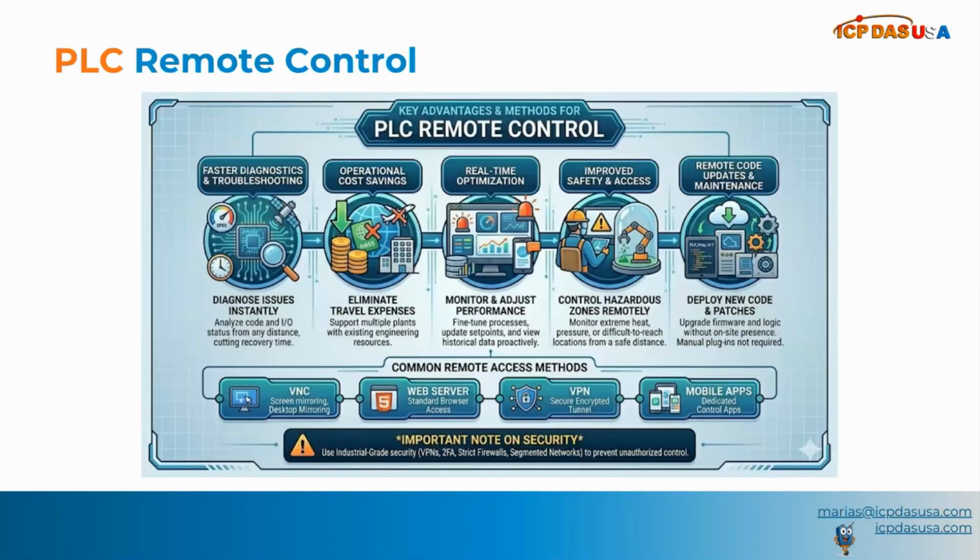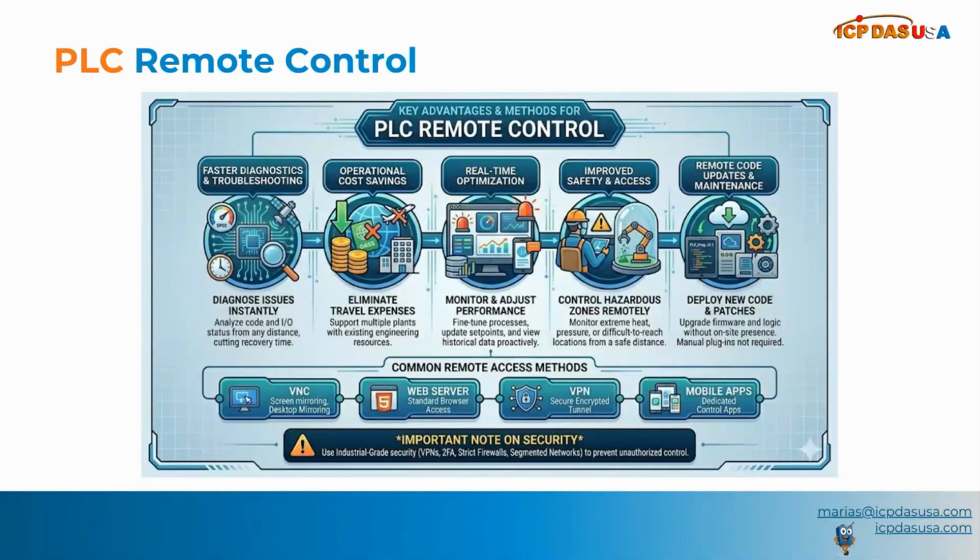Expanding beyond simple remote viewing, PLC remote control represents a transition from the visual interface directly into the brain of the operation. This shift allows engineers to move from a passive observer to an active intervener, enabling them to change how a system behaves from any distance. By gaining the ability to analyze underlying code and I/O status instantly, teams can achieve faster diagnostics and deep dive troubleshooting that reduces recovery times from hours to minutes. This level of access translates into significant operational cost savings by eliminating travel expenses and allowing a single engineering team to support multiple plants simultaneously.